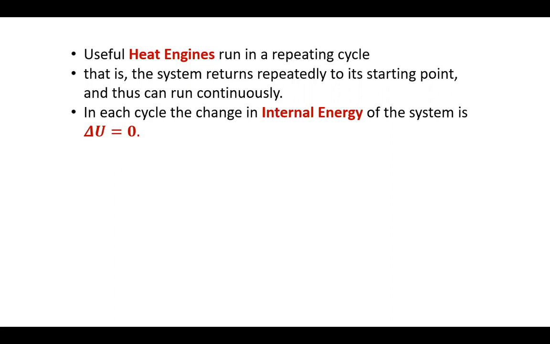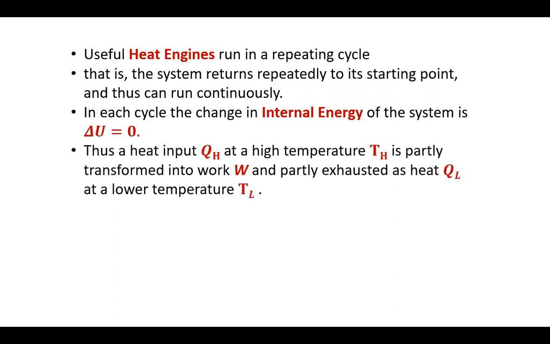So in each cycle, the change in the internal energy of the system is equal to 0. This is what I was just talking about. That's heat input, which is QH. So the heat input, we're going to be calling it QH, and then the heat output, we'll be calling it QL. And then the initial temperature, or the input temperature, will be called TH, and then the output temperature will be called TL.